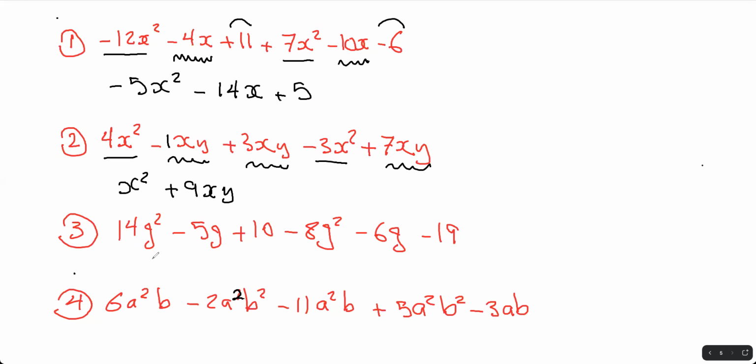And then here, the like terms are these, and then this, and then these right here. So that will give me 14g squared jump minus 8g squared. That will give you 6g squared. Okay.